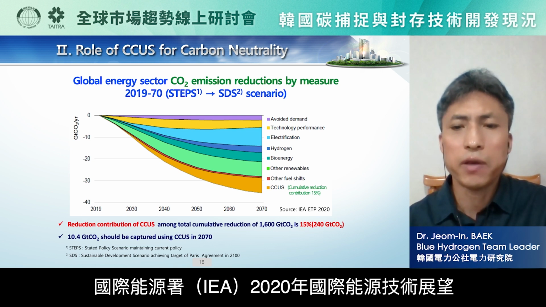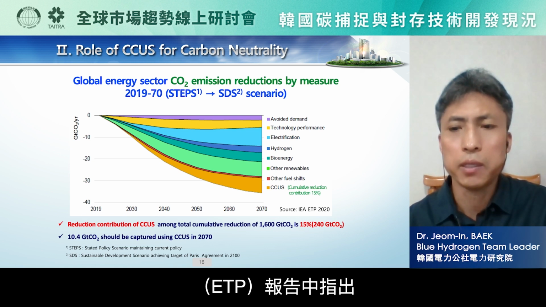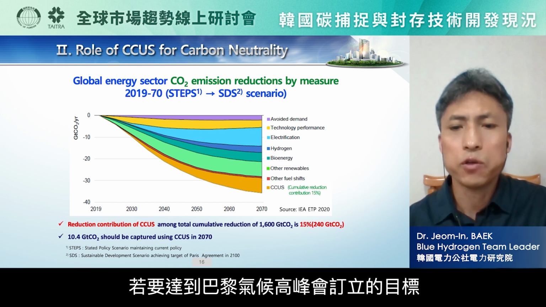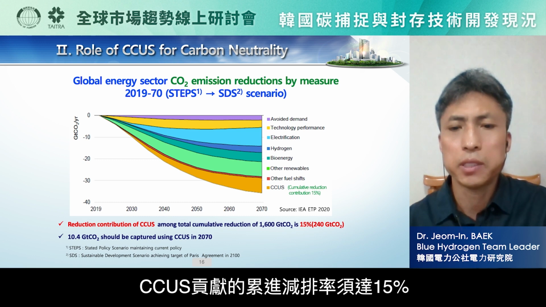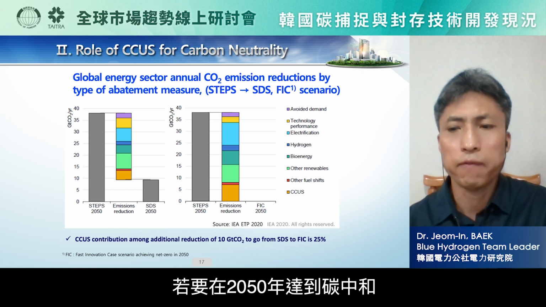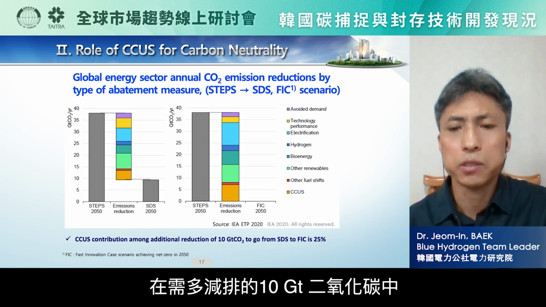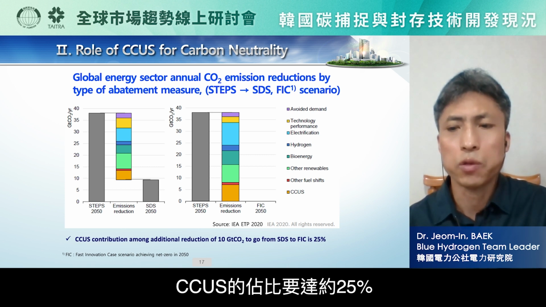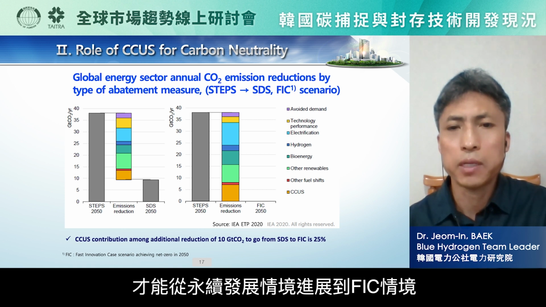In the Sustainable Development Scenario of IEA ETP 2020, the rate of cumulative emission reduction contribution of CCUS is required to be 15% to get to the Paris target. In the Faster Innovation Case scenario, to achieve net zero in 2050, the CCUS contribution among the additional 10 gigaton CO2 reduction is around 25% to go from SDS scenario to FIC scenario.